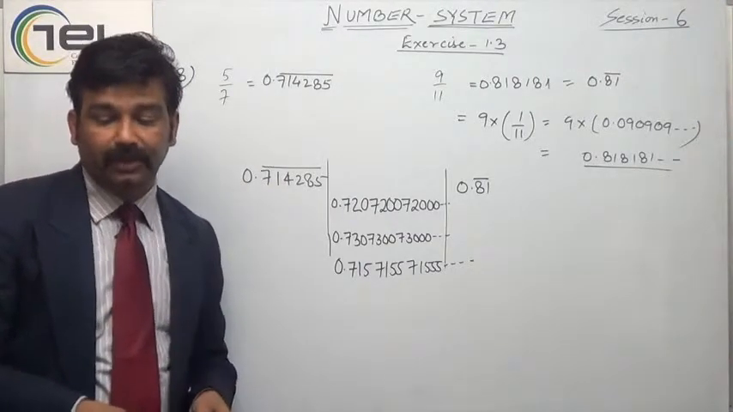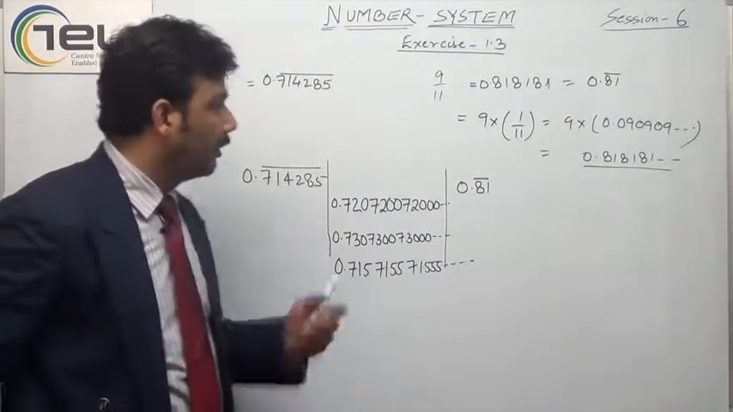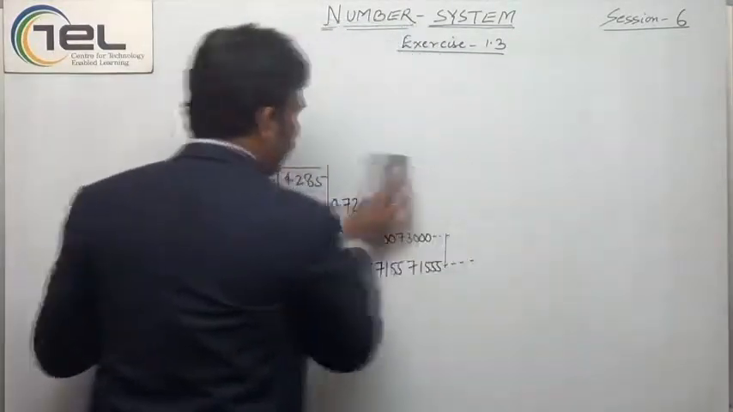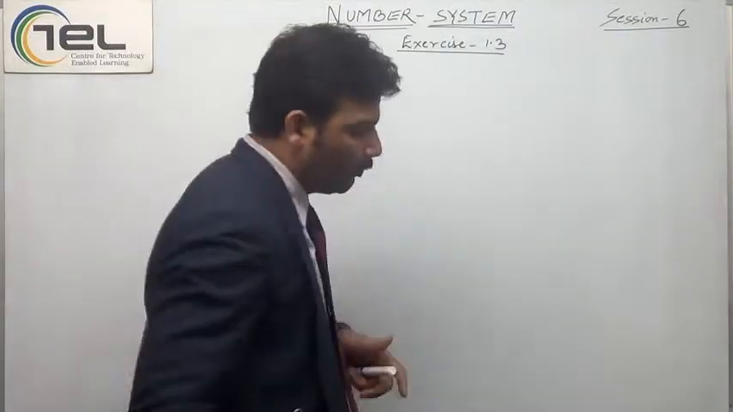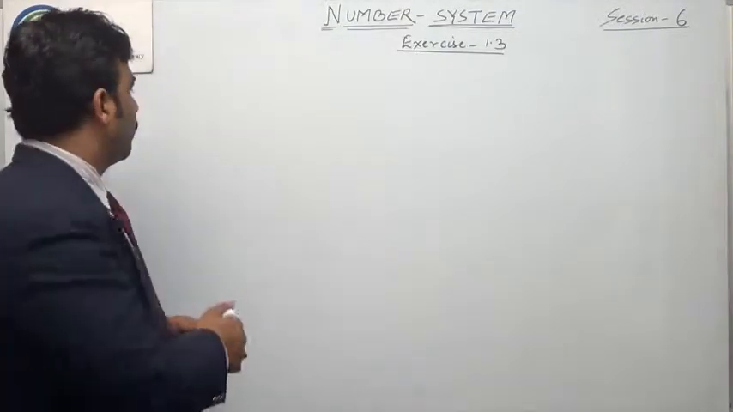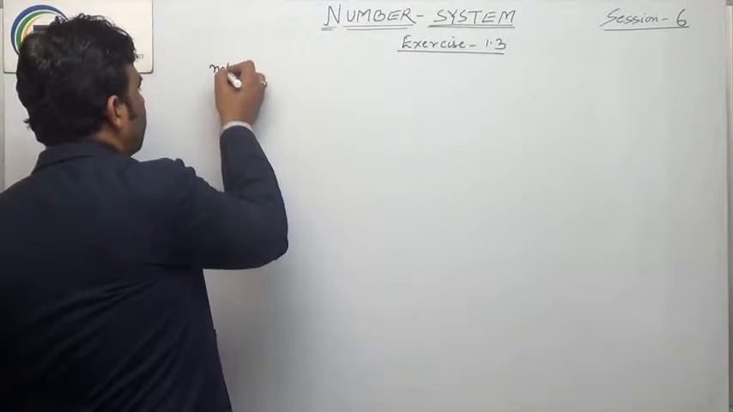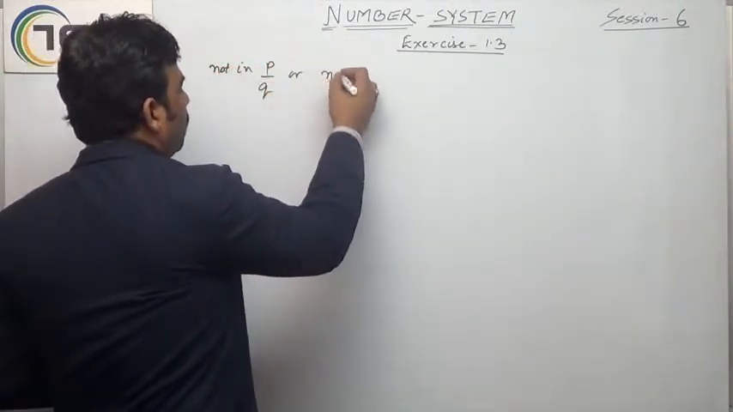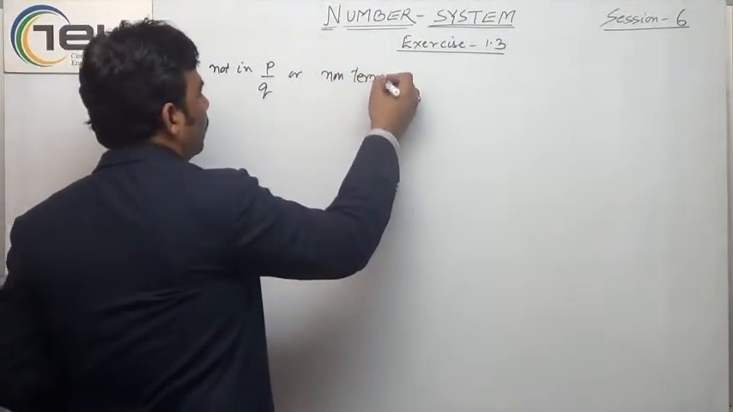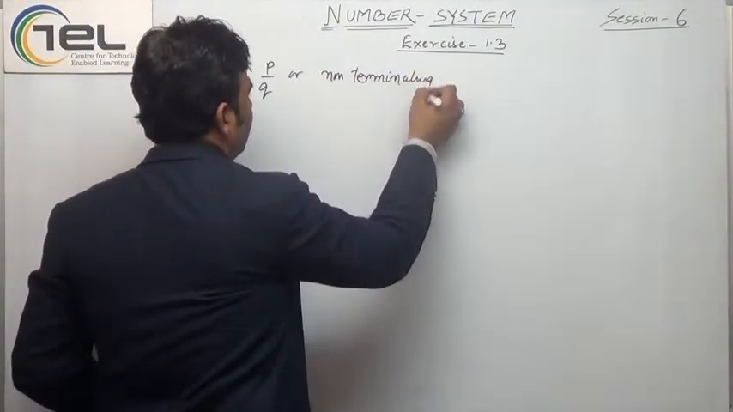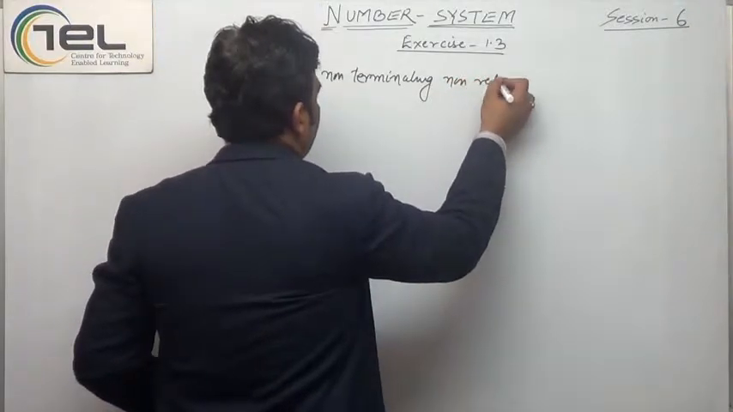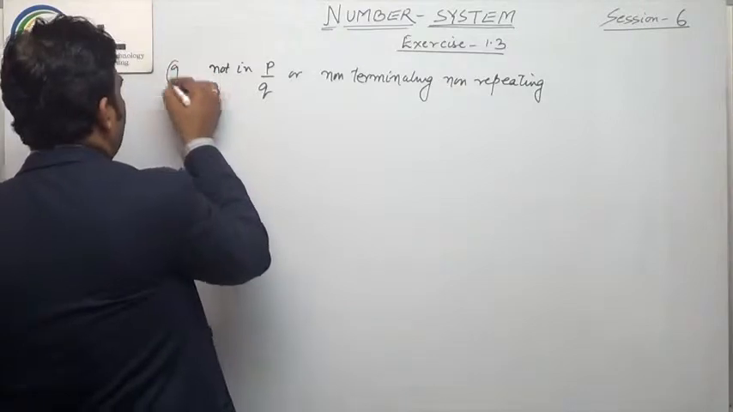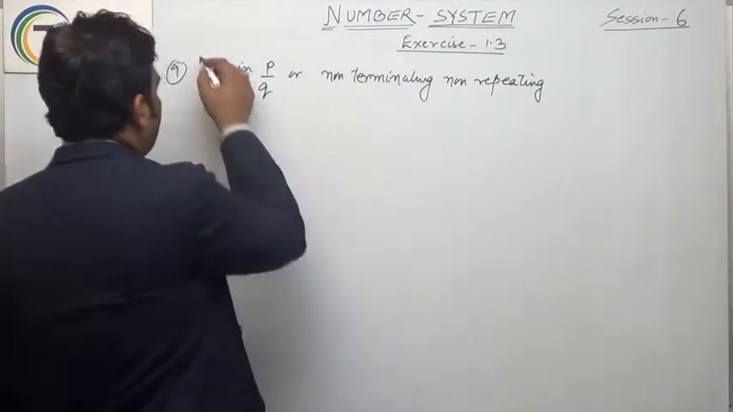Classify the following as rational or irrational numbers. A number is irrational whenever it is not in the form p/q, that is, when it is non-terminating and non-repeating. So this is for question number 9.